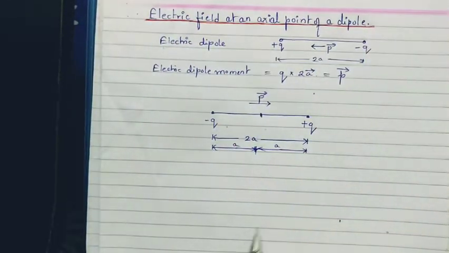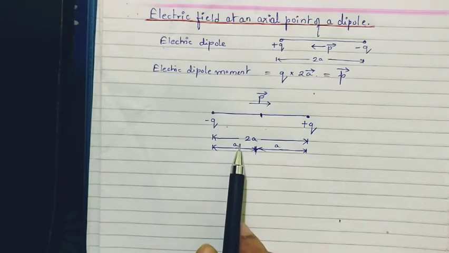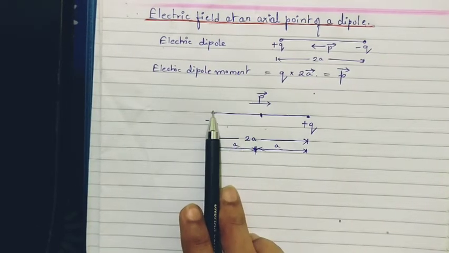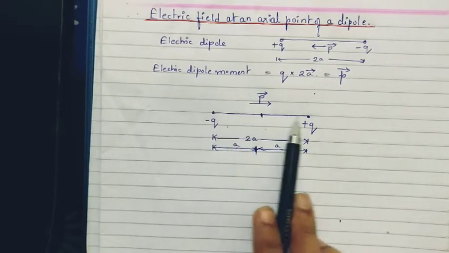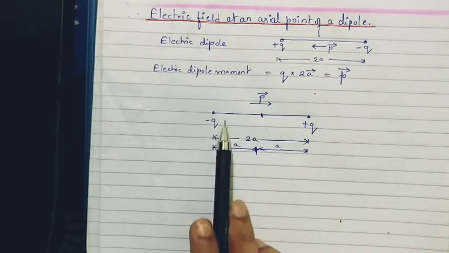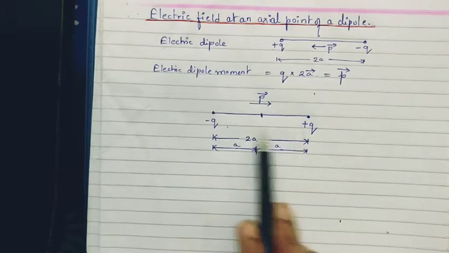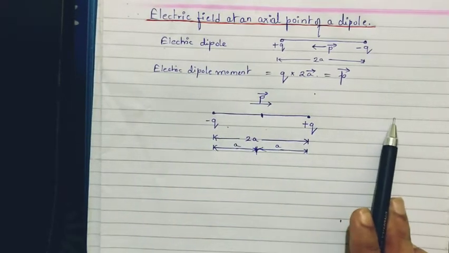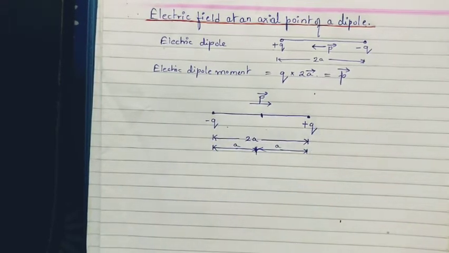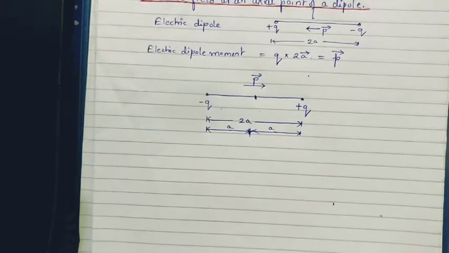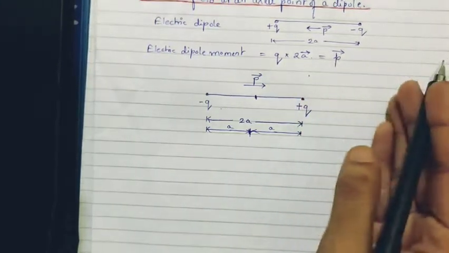Now what is the axis of the dipole? If you see here, this is the axis of the dipole. The line joining the two charges is the axis. So if I draw a straight line passing from minus q to plus q, this is going to be the axis of the dipole. Along this axis, let us consider one point. I'll consider that point on the plus q side.